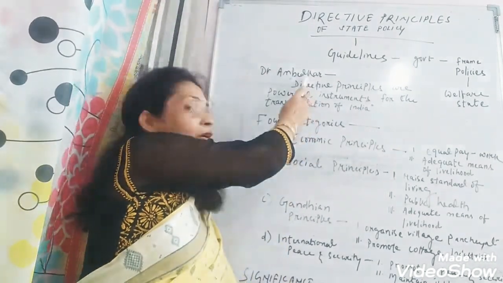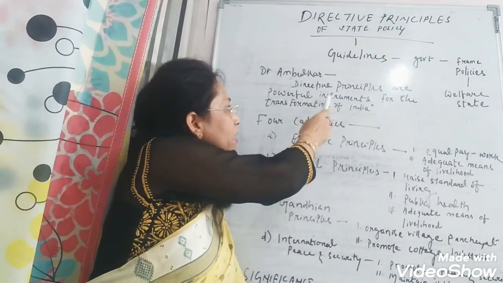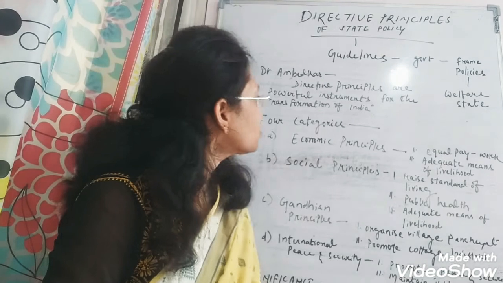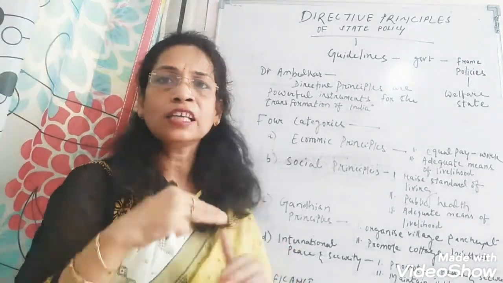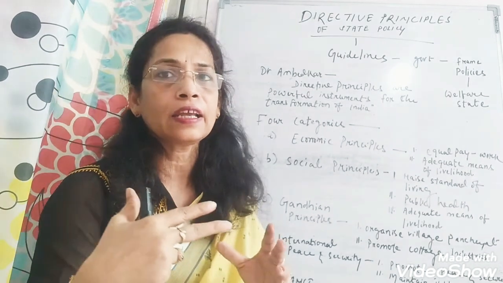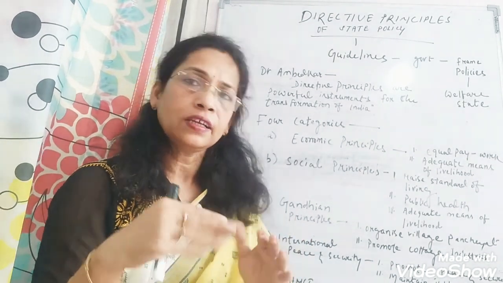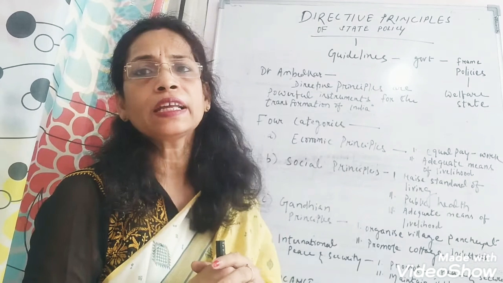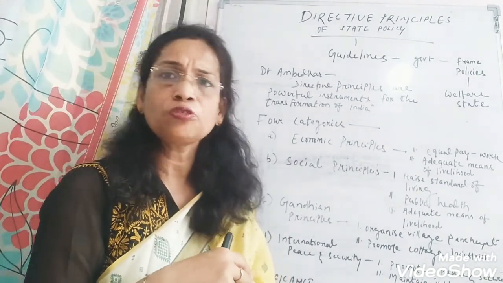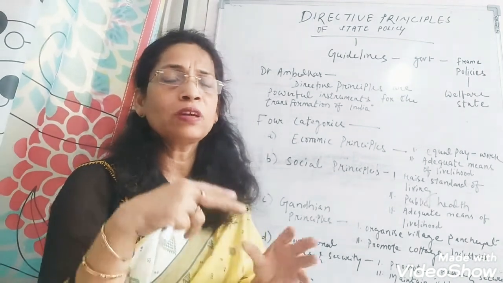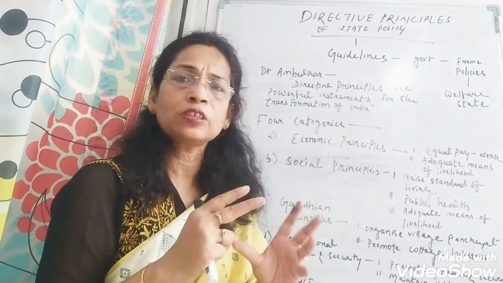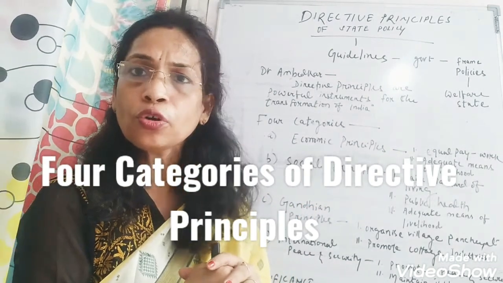So, Dr. Ambedkar has called the directive principles a powerful instrument for the transformation of India. If these directive principles are applied in a better way, then it will transform India into a better India. So that was the view of Dr. Ambedkar, and we will discuss the categories of the directive principles. The directive principles are categorized into 4 types.